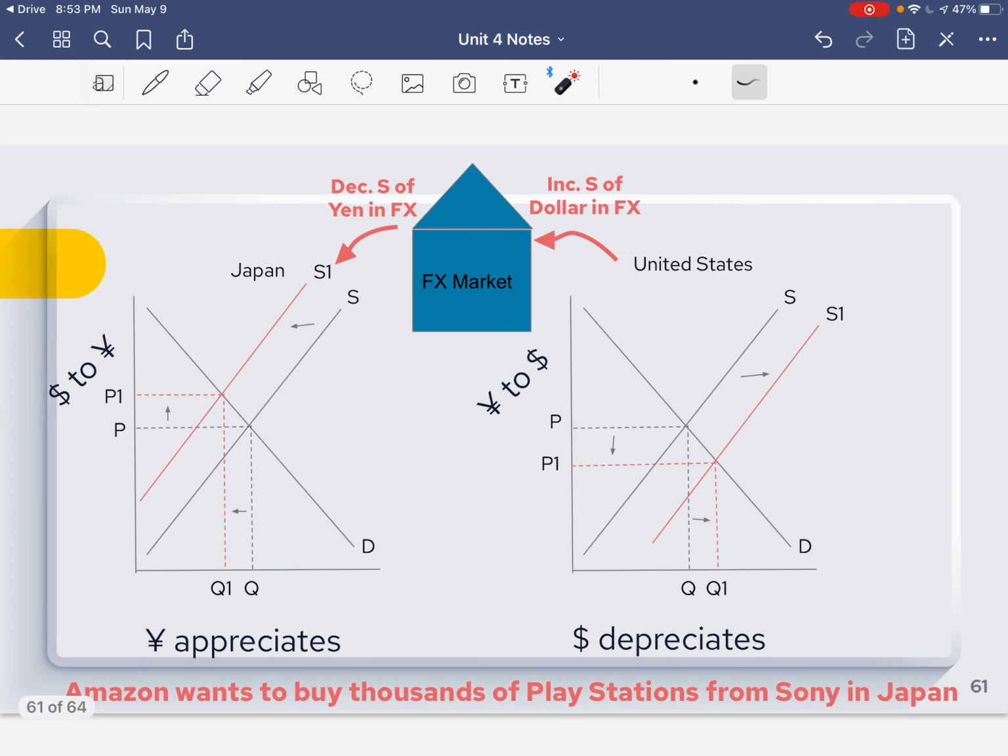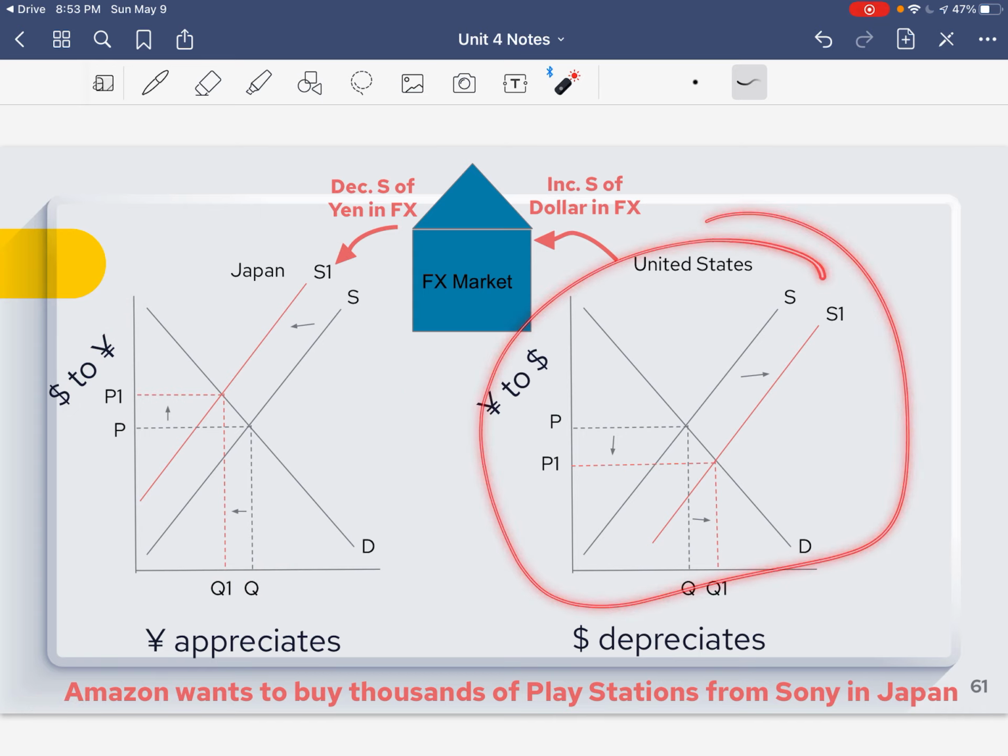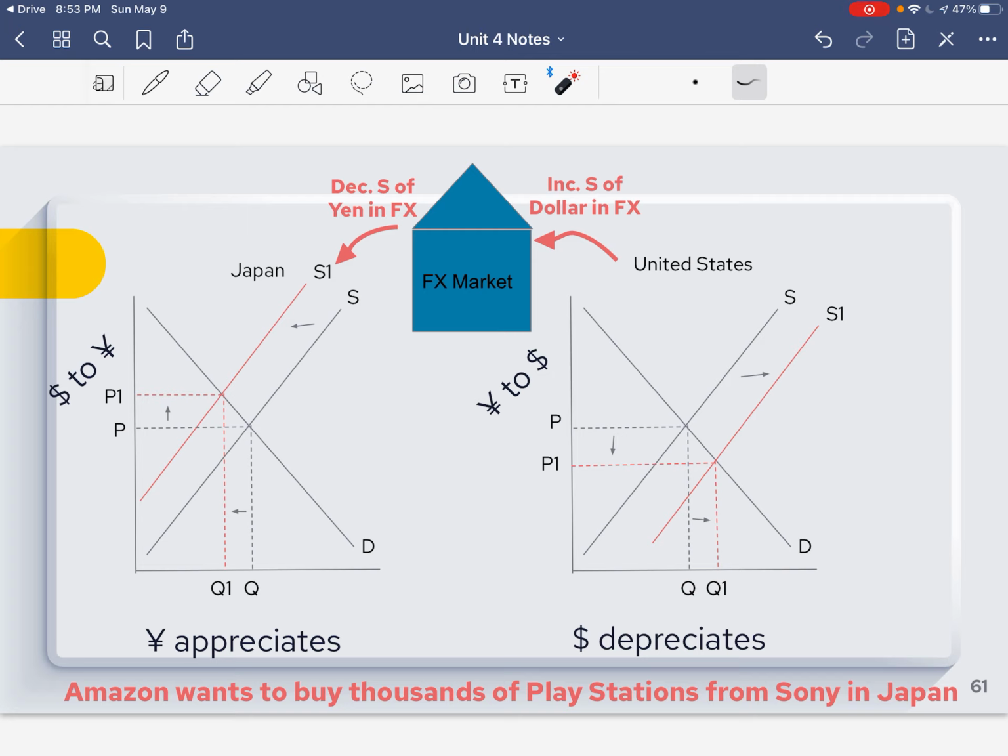So let me explain this in graphing terms. Over here on the left, we've got the country of Japan. Over here on the right, we've got the country of the United States. Down here, since we're in Japan, this is the quantity of yen. Down here in the United States, this is the quantity of dollars. And then these prices are currency pair prices. Over here, it's how much a dollar is worth relative to yen. And over here, it's how much a yen is worth relative to dollar.